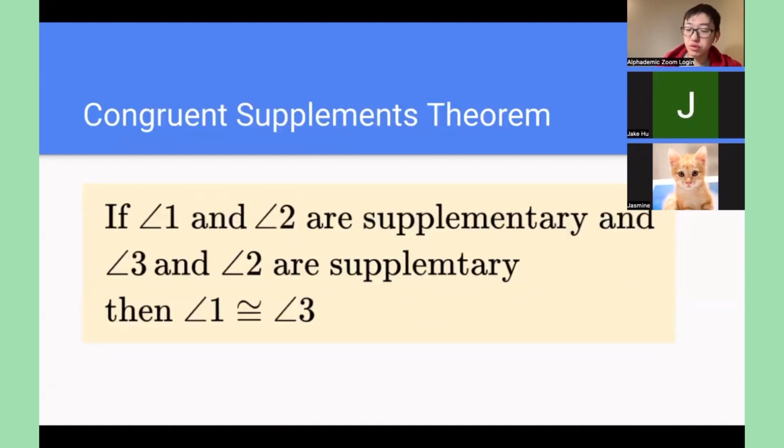Next up, we have the congruent supplements theorem. First up, if angle 1 and angle 2 are supplementary, and angle 3 and angle 2 are supplementary, then angle 1 and angle 3 are congruent.